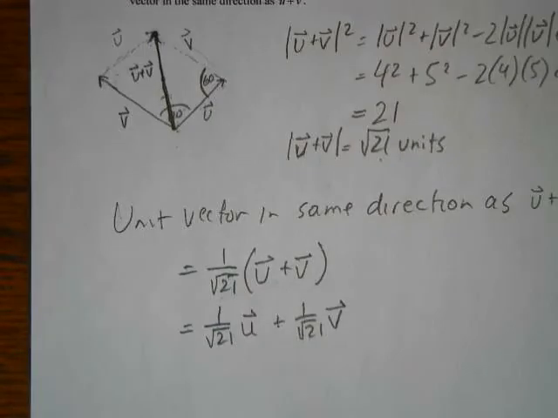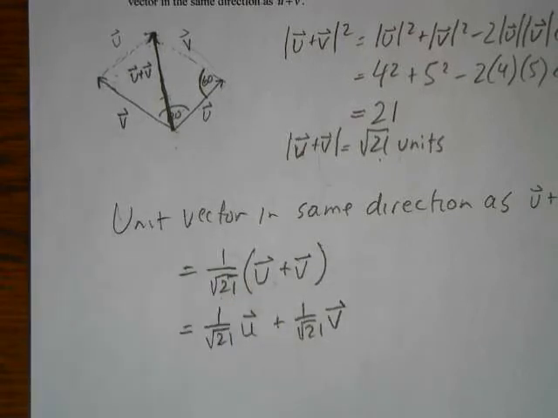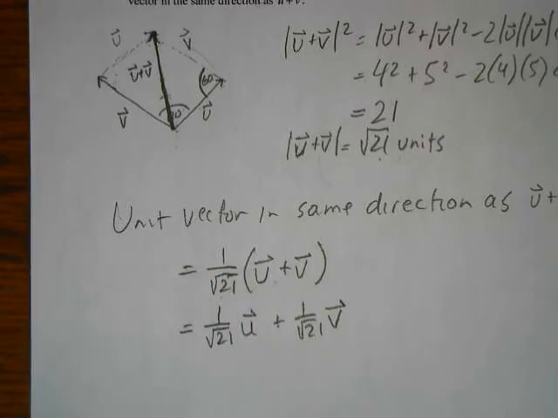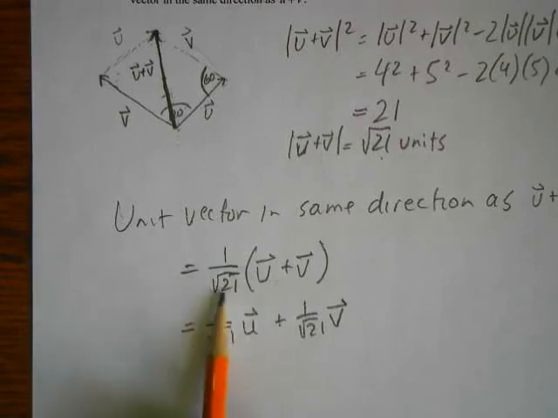So anytime we want to get a unit vector, we have to calculate the magnitude of the resultant, and then we make that into a reciprocal scalar to create a magnitude of 1.